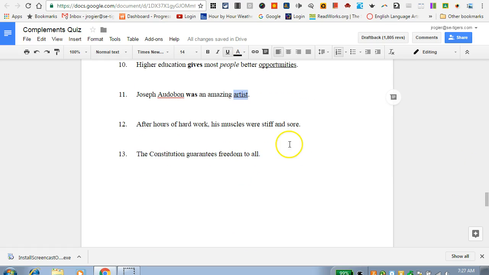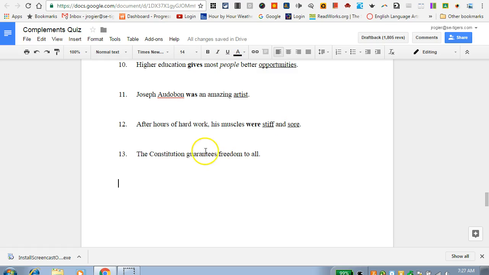Number 12, after hours of hard work, his muscles were stiff and sore. So we're really looking at his muscles were stiff and sore. Were is the verb. What were his muscles? They were stiff and sore. So they are predicate adjectives there.